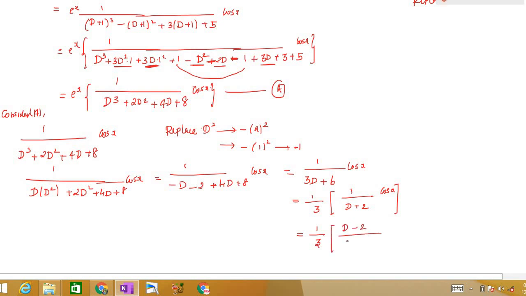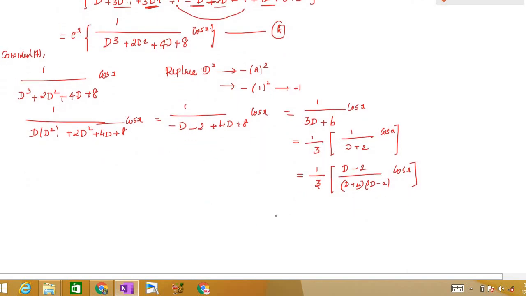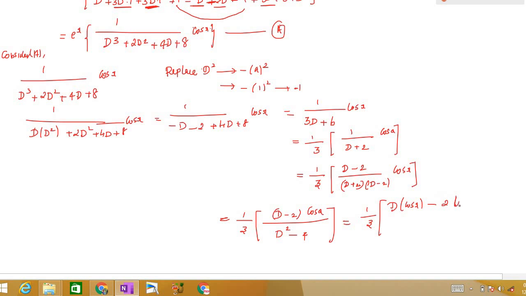If you take the conjugate D minus 2, this will be (D plus 2)(D minus 2) cos x. So I'm just taking the conjugate D minus 2. So this will be 1 by 3 times (D minus 2) of cos x divided by D square minus 4. That is (a plus b)(a minus b) equals a square minus b square. This will be 1 by 3 times D of cos x minus 2 cos x divided by, so D square is minus 1, so minus 1 minus 4.